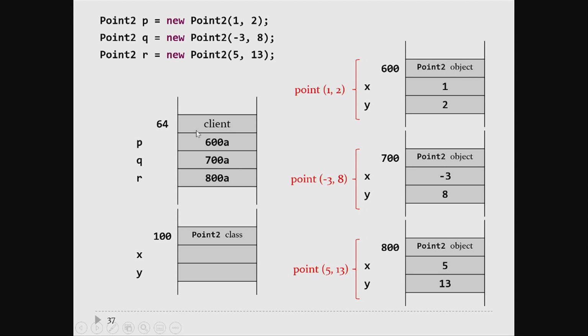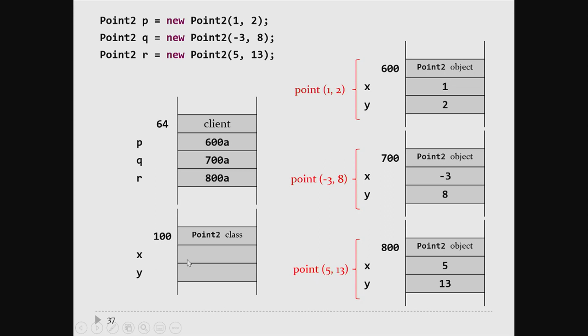What's Q? Well, Q is a new point. So Q refers to the object at address 700. So you go off to line 700 of the table, and you find that there's a point object there. And that Point2 object has its own copy of X and Y. I guess I missed a point here. That class is also sitting in memory. So when you use the Point2 class for the first time, it gets loaded into memory. Inside the Point2 class, you can see that it has two fields called X and Y. So every time you make an object, you get copies of these fields X and Y.